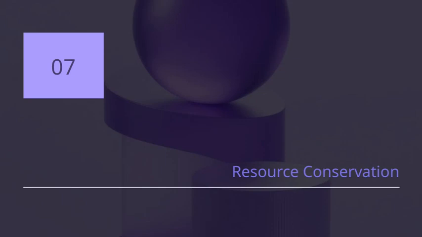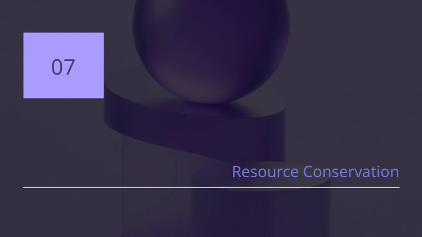Let's talk about resource conservation. This is a crucial component of sustainable practices. Essentially, it means using our resources wisely and efficiently to minimize waste and environmental impact. When we conserve resources, we're not just saving materials, we're also reducing energy consumption and lowering greenhouse gas emissions.